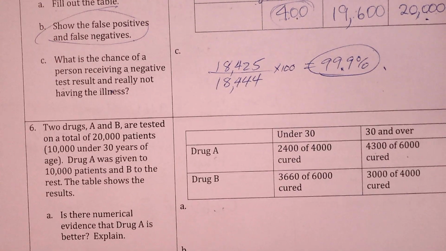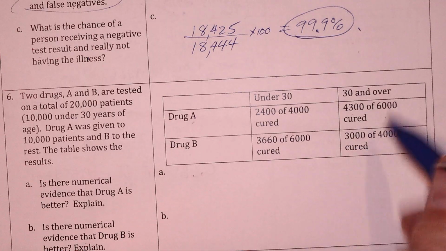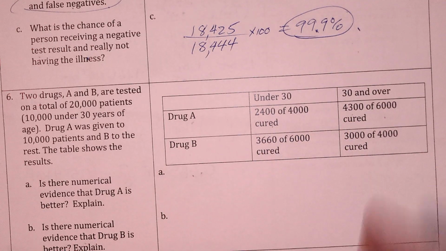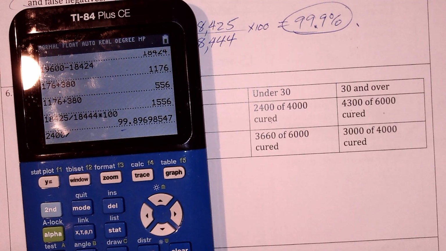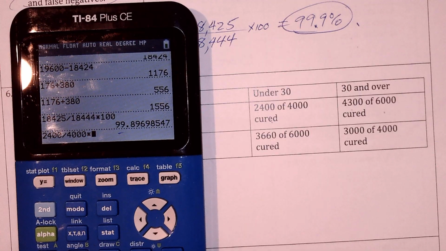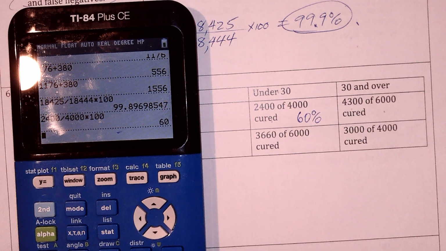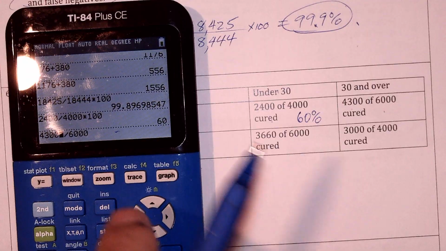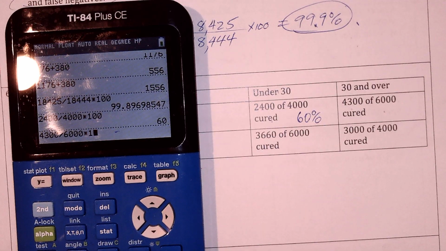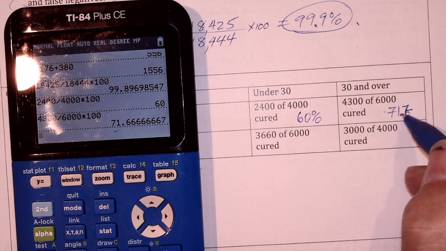Okay, so now we have 20,000 patients, and 2,400 out of the 4,000 are cured with drug A. So what percentage is that? 2,400 divided by 4,000 times 100 is 60% of the under 30 crowd are cured with A. 4,300 divided by 6,000 times 100 is 71.7%.